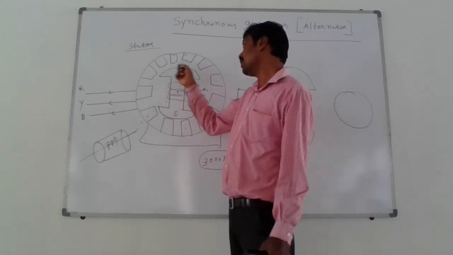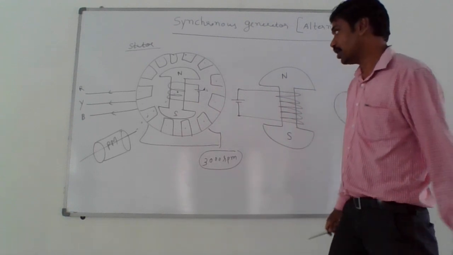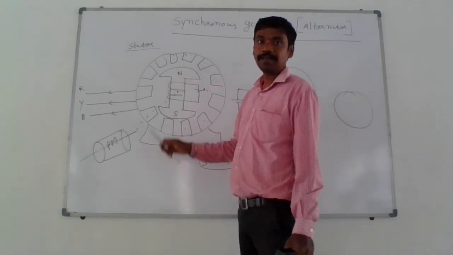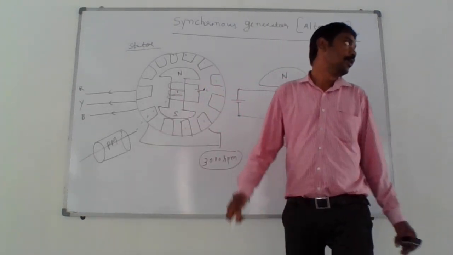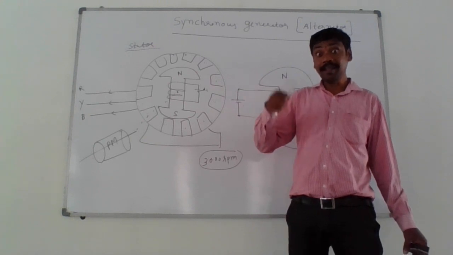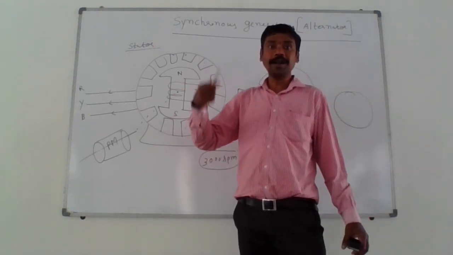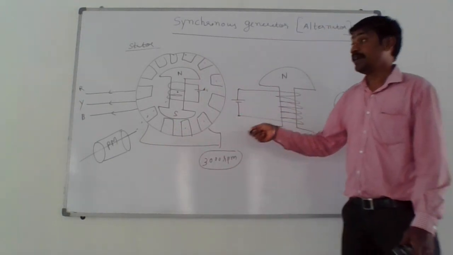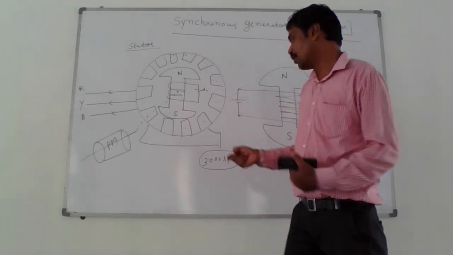As the rotor rotates at 3000 rpm, this north pole and south pole are also rotating at 3000 rpm. You can say a rotating magnetic field is produced. The north pole and south pole rotate continuously at synchronous speed, so the rotating magnetic field is produced. The magnetic field is also rotating at synchronous speed, and the rotor is also rotating at synchronous speed.